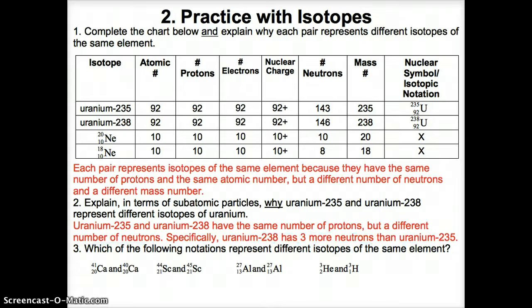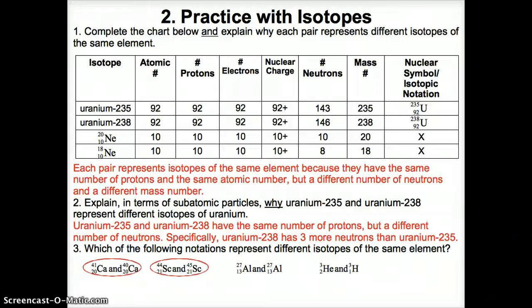All right, the last question asks us to find which notations represent different isotopes of the same element. Note that each notation shows the element symbol in the middle like this, the mass number is the top left number, and the atomic number is the bottom left number. And we know isotopes must have the same atomic number, but different mass numbers. So if you work off that criteria, only the first 2 options fit, because in both cases, these are the only cases in which each isotope has the same atomic number or same bottom left number, but a different mass number or different top left number.